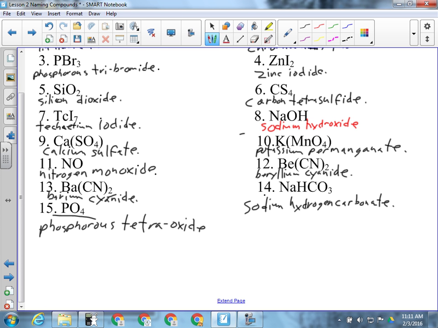Yeah, it's by itself. Okay? It can only be phosphate if it's in a compound with something. If it's by itself, this is phosphorus tetraoxide. Okay? There are very rare occasions where that happens. Okay? Very rare. Questions on any of those? Okay.